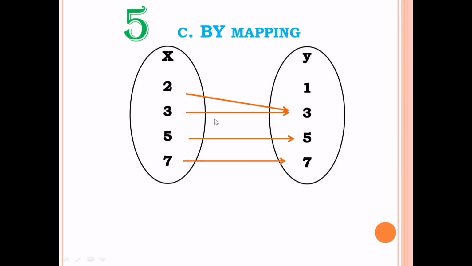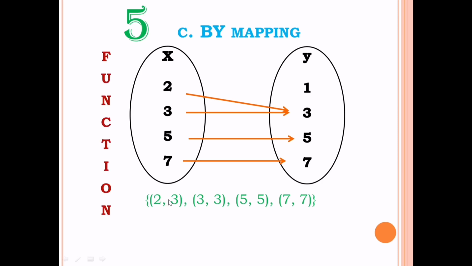So 2 pairs with 3, 3 shares with the range of 3, 5 pairs with 5, 7 pairs with 7. So we now have the ordered pairs (2, 3), (3, 3), (5, 5), (7, 7). Now let us look at the first elements, the x or the domain. Does the domain repeat more than once? 2, 3, 5, 7 does not. Therefore, it is a function.